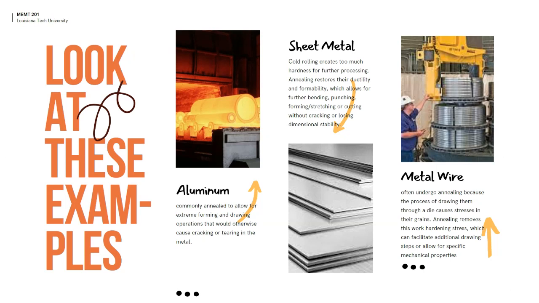Then we have metal wire, which often undergoes annealing because the process of drawing causes stresses in its grains, and annealing can remove this work hardening stress, which allows for specific mechanical properties.